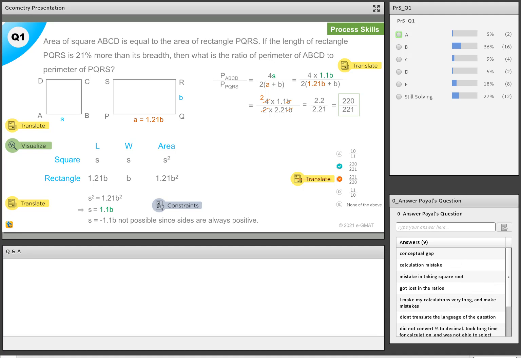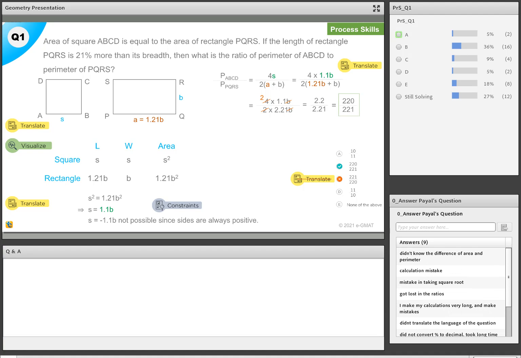Again, all those things we teach you. Okay, so good. Got lost in the ratios. If you got lost in the ratios, then that means you need to focus on your translation ability, which means before you even go into geometry course, you should go through word problems course, because the first 2 modules in word problems are pertaining to translations, visualization, and then application of that.